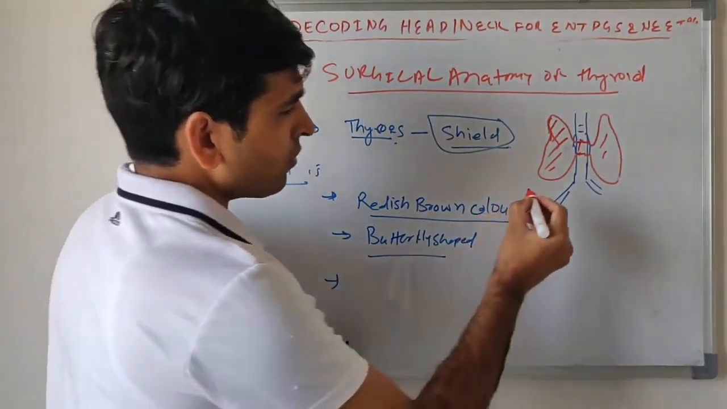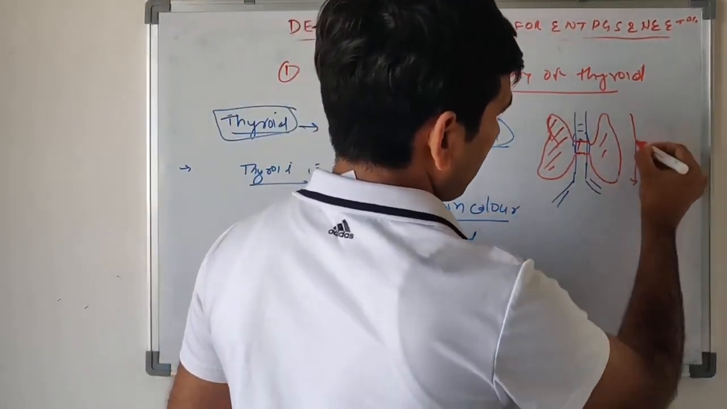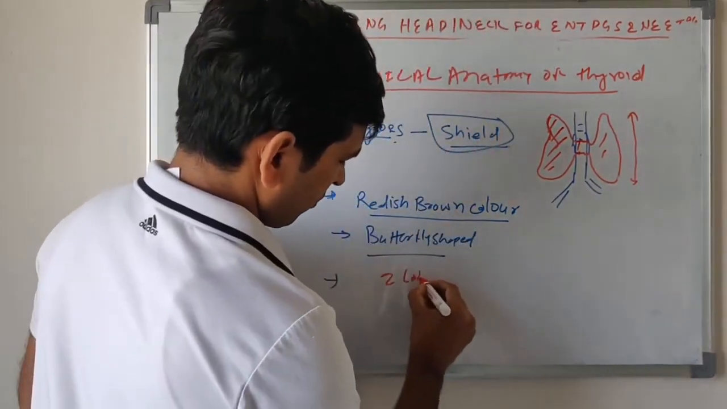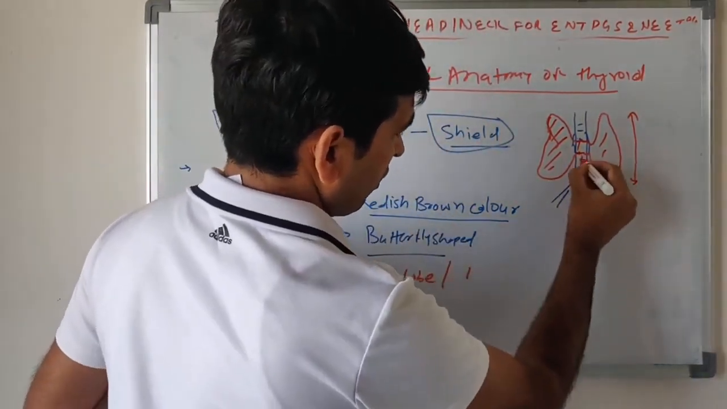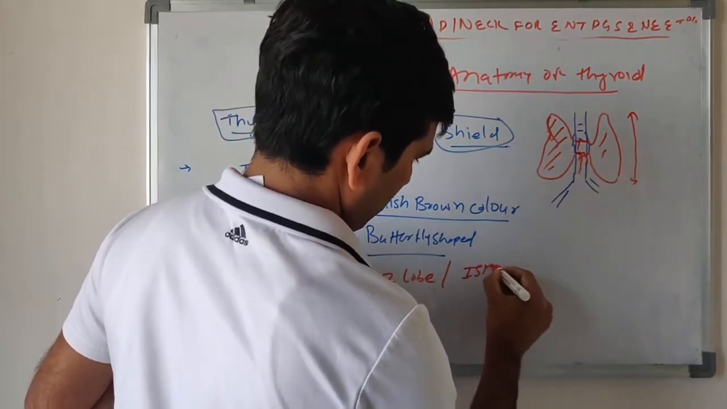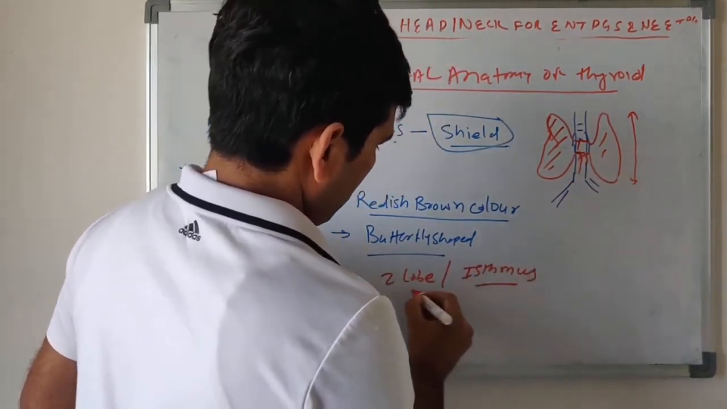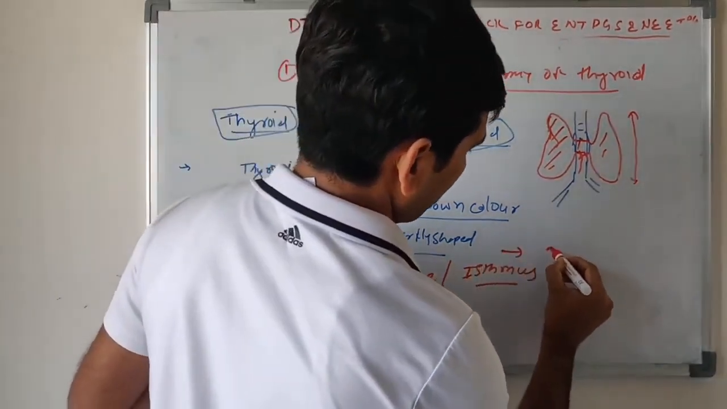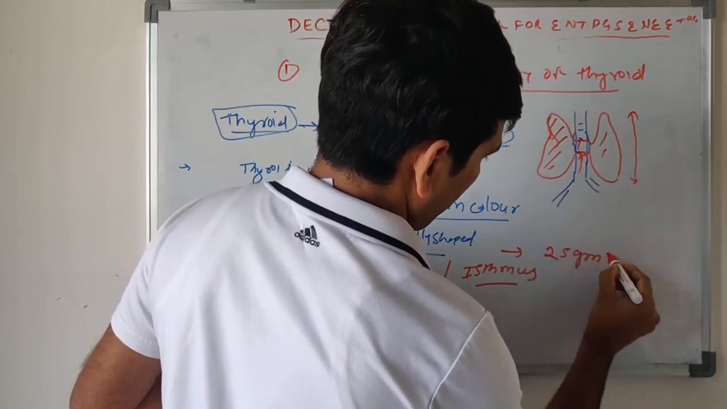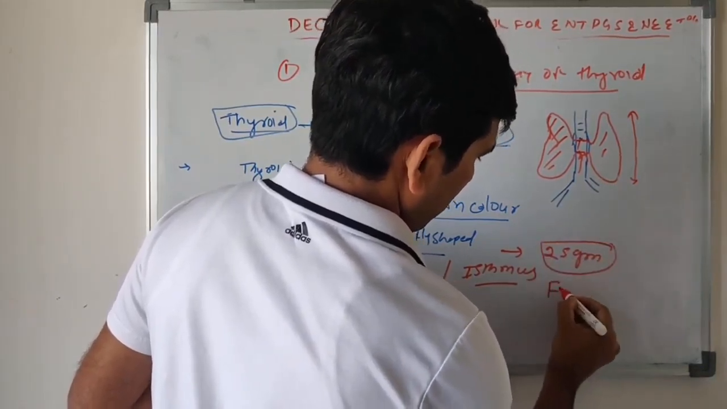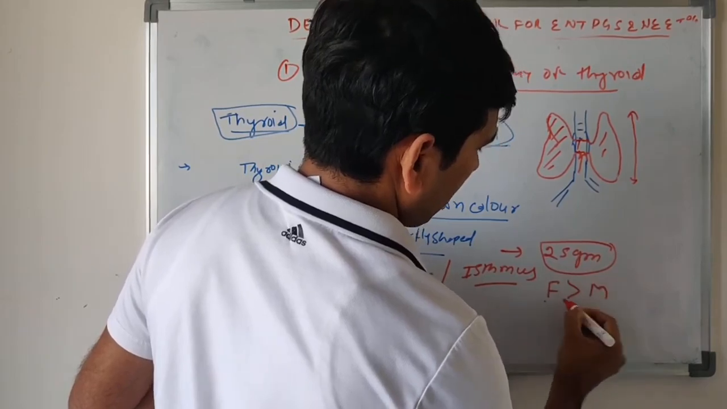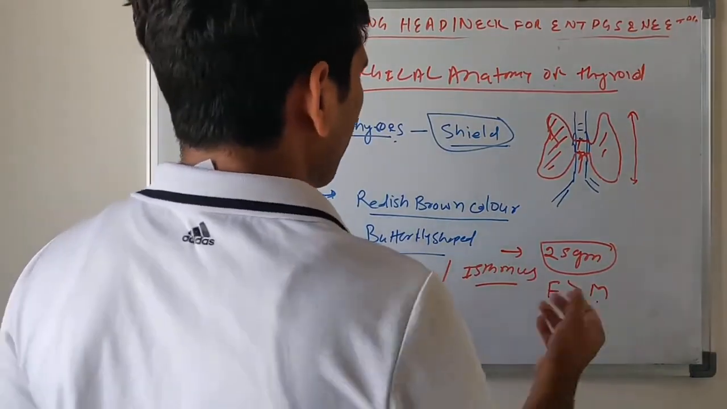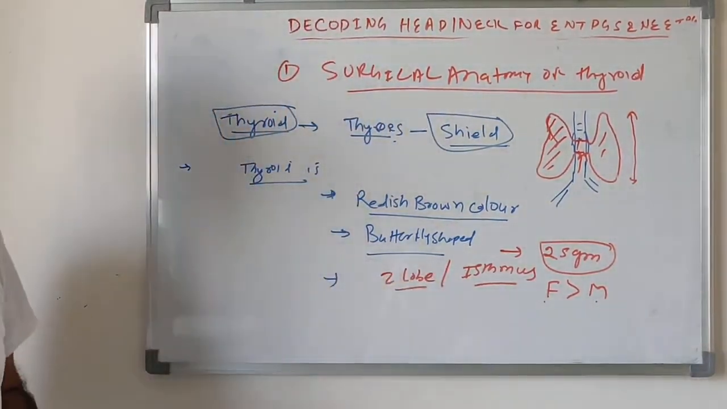It is formed by two lobes and one isthmus. This is the isthmus. Two lobes, one isthmus. Total weight is about 25 gram. It is higher in female than male, because of maybe pregnancy or hormonal changes.